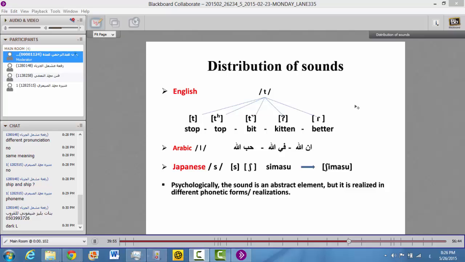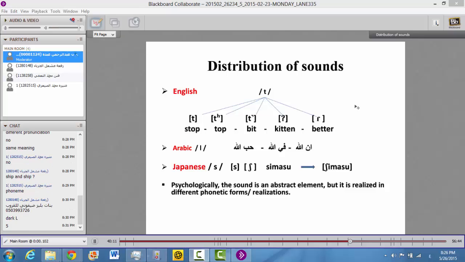Here we give more examples. Look at this example from English, the sound ta. How many allophones do we have here for the sound ta? In stop, top, bit, kitten, and better, we have five. We have the unaspirated ta, as in stop, and we have top, which is aspirated ta. Then we have bit. The ta here is unreleased because it occurs in a final position.